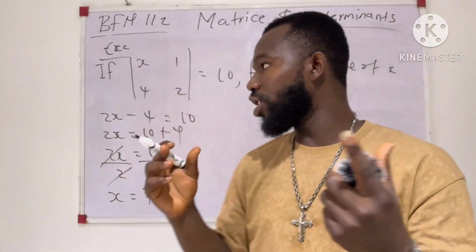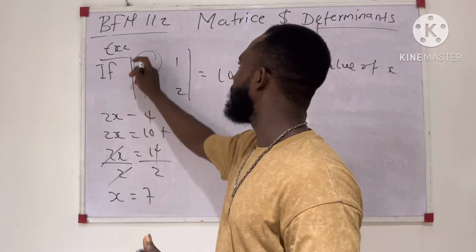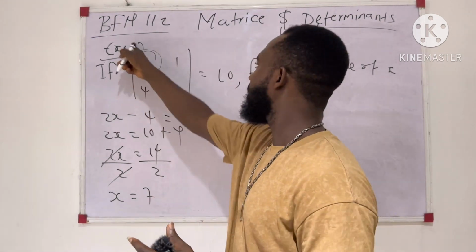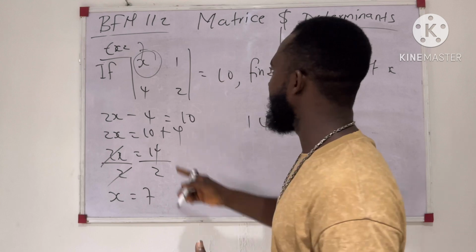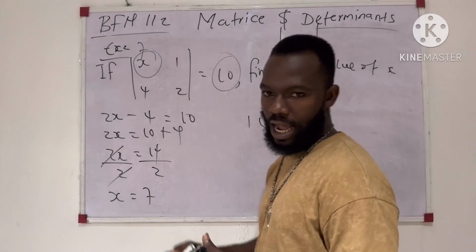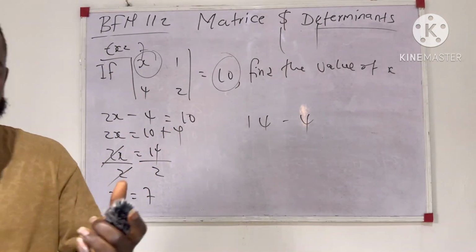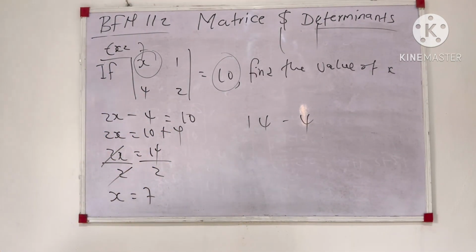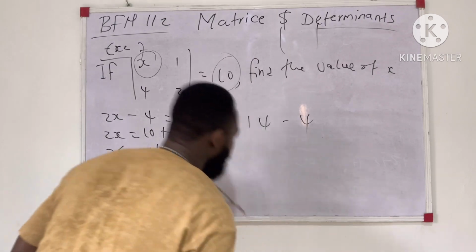For you to cross-check, whenever we have x, let us put the value of 7 there. Let's see. 7 times 2 gives us 14 minus 1 times 4 gives us 4. When you minus 4 from 14, we are going to get the value 10. Simple as that. Again, what if the question looks like this?